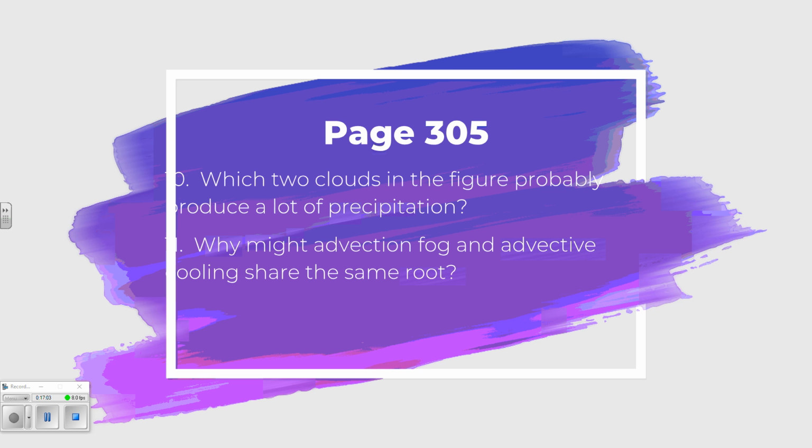At 8,000 meters, you have cirrocumulus. Between 6,000 and 8,000 meters on the diagram, you have cirrostratus. Between 4,000 and 6,000 meters, you have altostratus. Between 2,000 and 4,000 meters, you have both cumulus and altocumulus. Between 0 and 2,000 meters, you have stratus, stratocumulus, and nimbostratus.